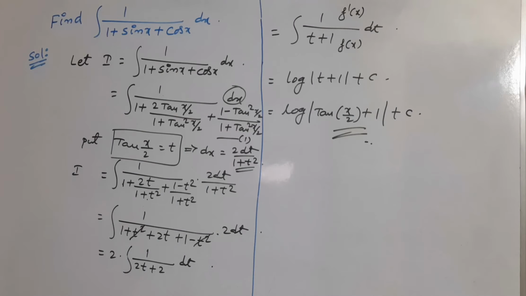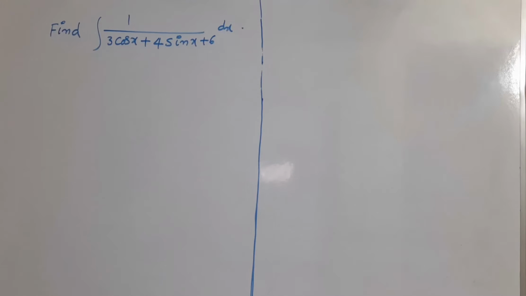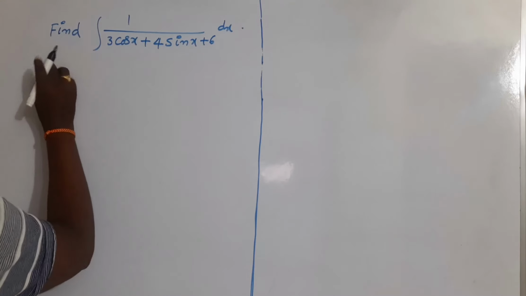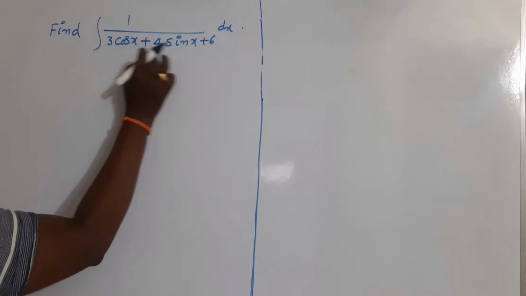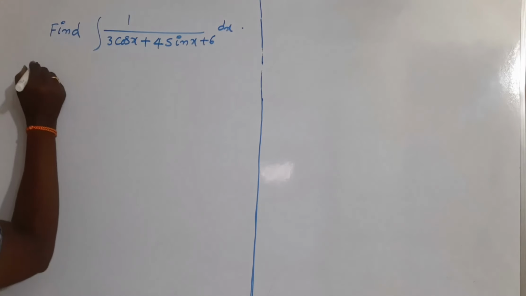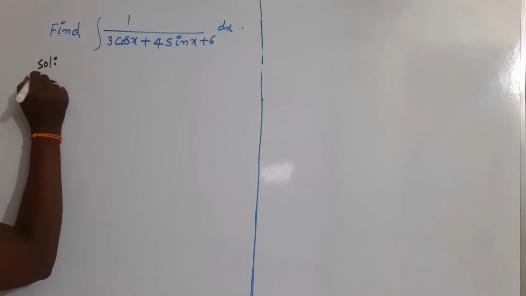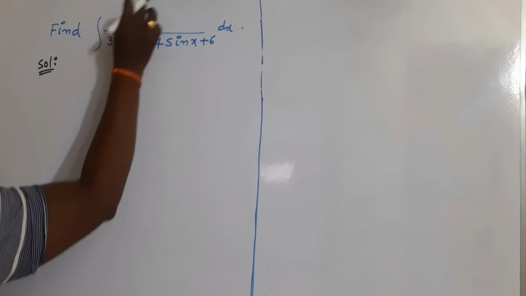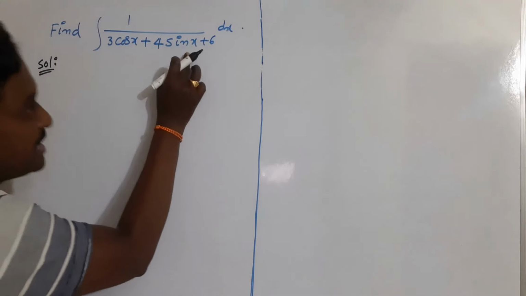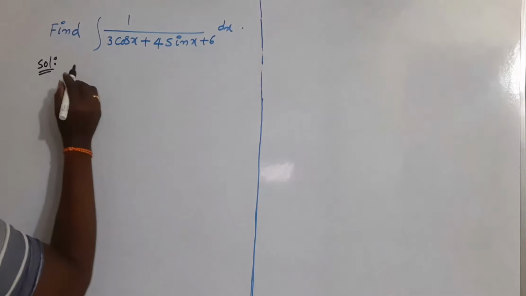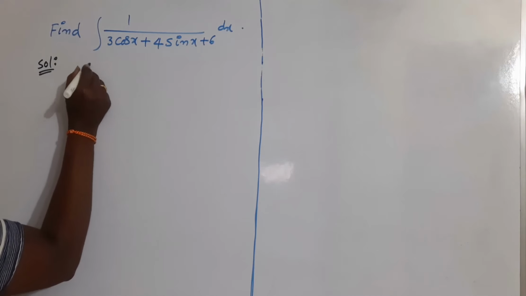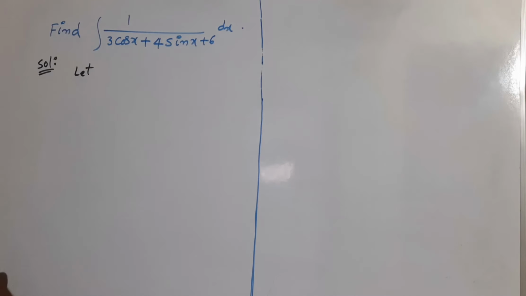See, I will give another example now. This is the next problem. Find integration of 1 by 3 cos x plus 4 sin x plus 6 dx. See the solution. It is also in the form of integration of 1 by a cos x plus b sin x plus c into dx. Okay. So first of all, let us denote the given integration with I.